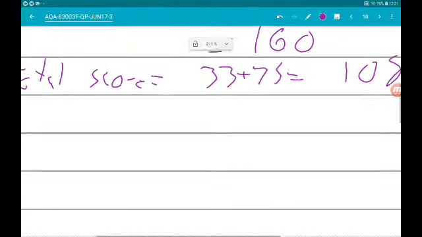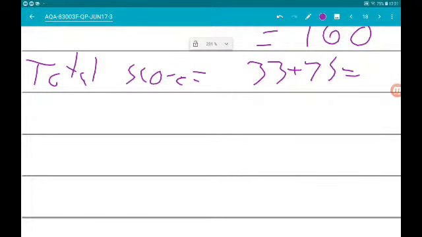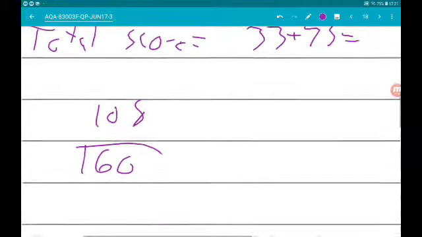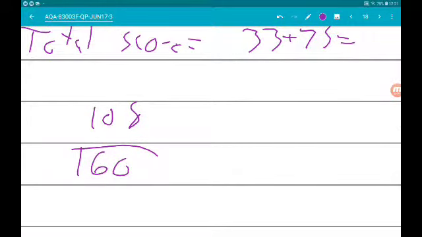So, as a fraction, he got 108 over 160. Now, to turn that into a percentage, put that into your calculator and multiply by 100, and we will get 67.5%.